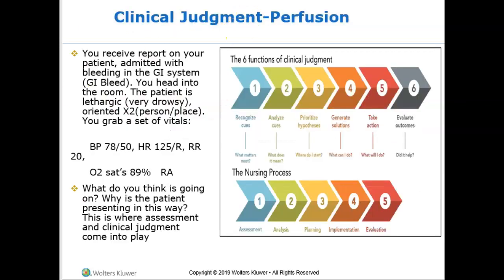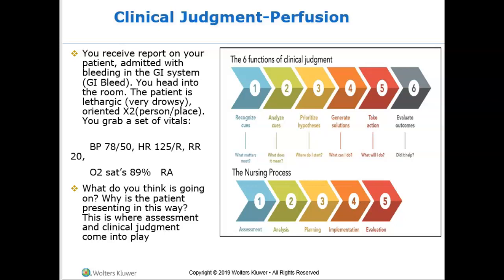All right, next slide. Here's a great little example where we're going to use our clinical judgment model to look at a patient's scenario. So you get report on your patient, you're just coming on shift. They came in with a GI bleed. So they're bleeding somewhere in their gastrointestinal system. You go into the room and the patient is lethargic and they can only tell you their name and where they are. They're not able to say their birthday or who the president is, none of that.